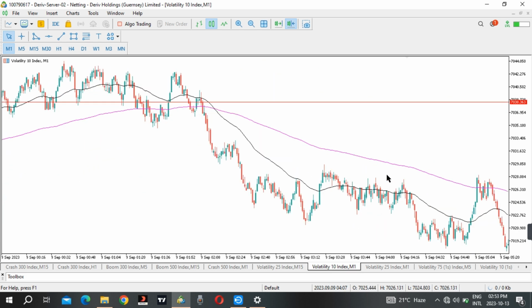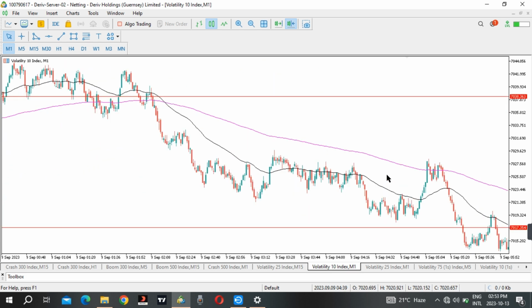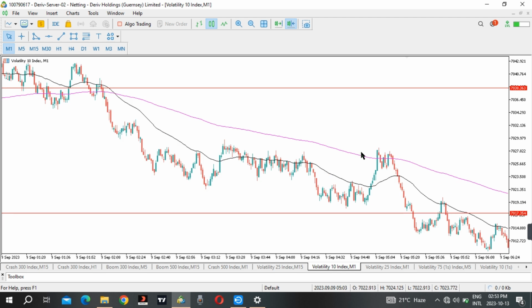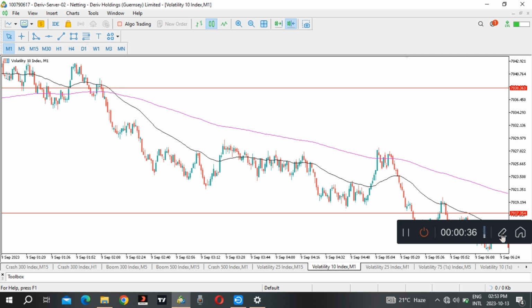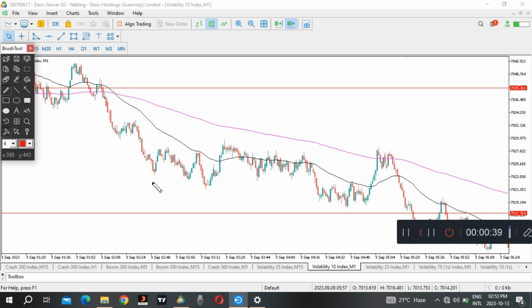So what's my favorite strategy? First of all, for any strategy to work, you must have a breaking market structure, or we have to follow the trend, right? So let's take this example over here. We are in a downtrend. Why? Because we are continuously breaking structure to the downside, right?